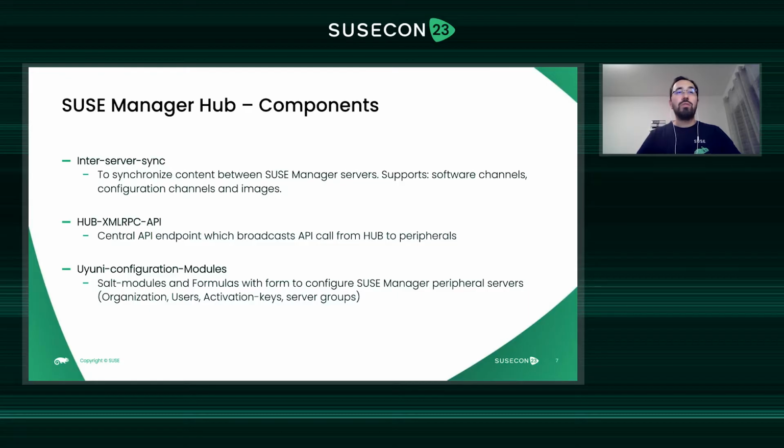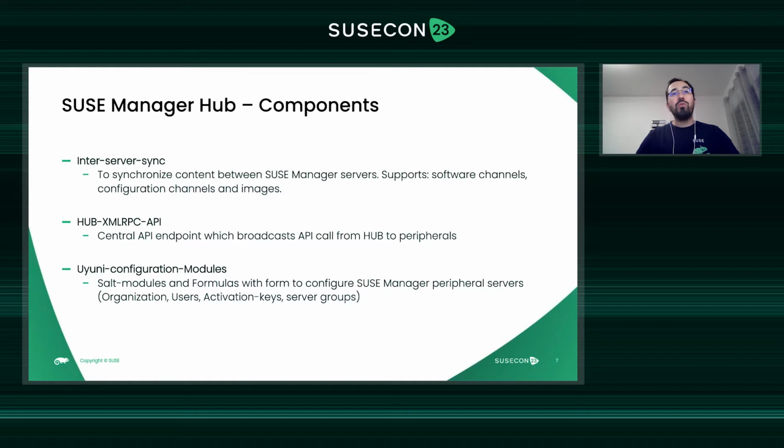And the first one is the inter-server sync. So the goal of inter-server sync is to synchronize content between different SUSE Manager servers. So we can define the content on the top level one, the hub server, define which channels we want or which configuration channels or which images. And as soon as we are happy with the content of these software channels or configuration channels or images, we can synchronize them to the peripheral servers, the low level ones, and make sure that the same content is present in all the peripheral servers and all the content is exactly the same.